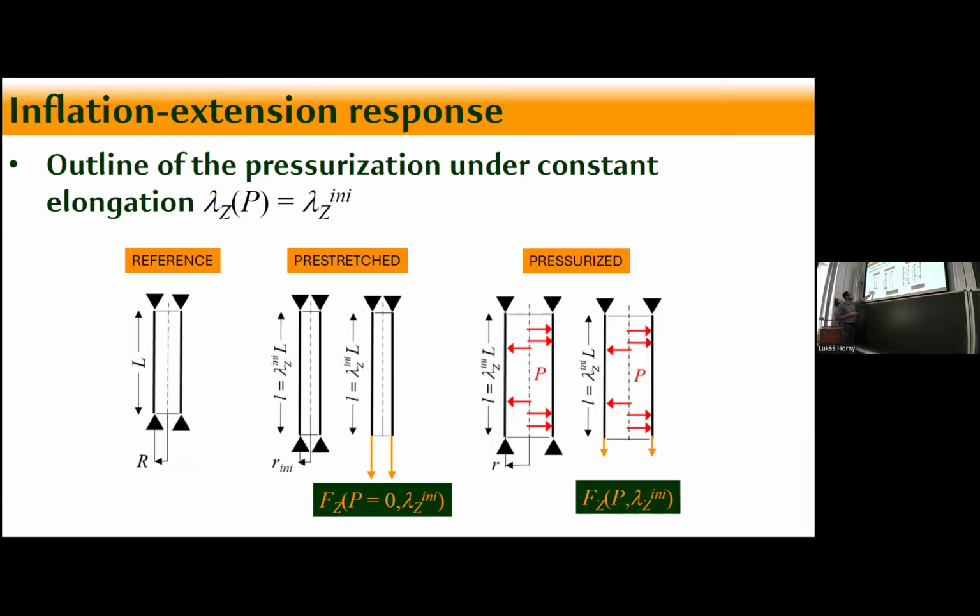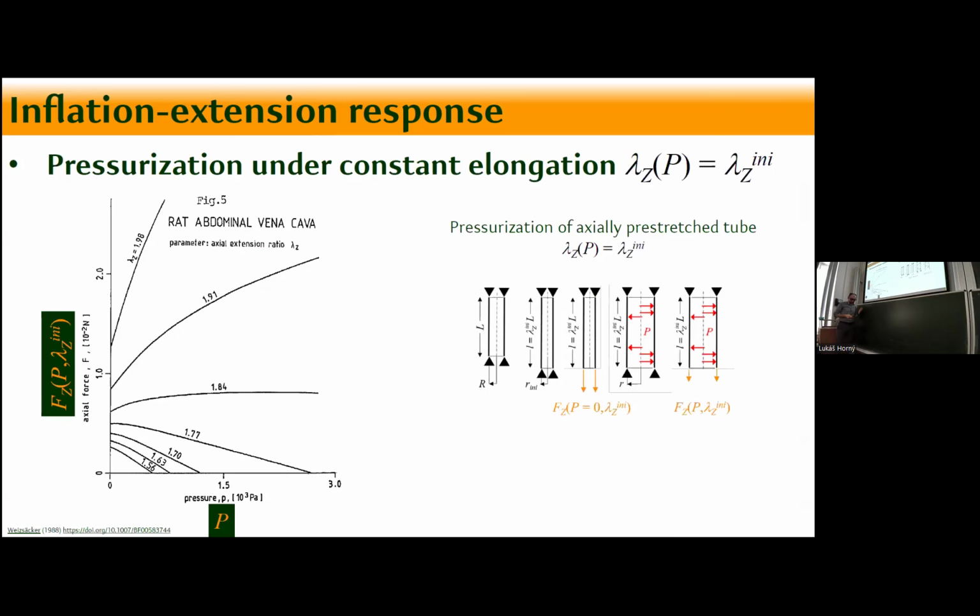Yeah, so this is the reference state. Then we apply some axial force to extend the tube to its loaded length, denoted L. We need to apply some force to achieve this state, and then we keep it at the same axial position and pressurize. Typically, we can do this in an experiment as an open tube. And what we have seen in the experiments, this is from the literature, very old, from 1988, from Weizsäcker, with the right abdominal vena cava inferior.